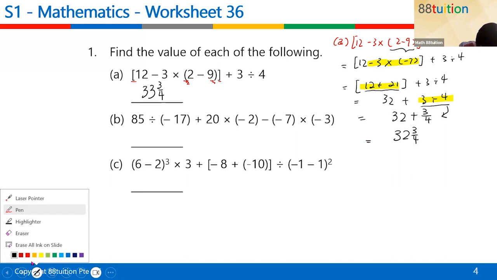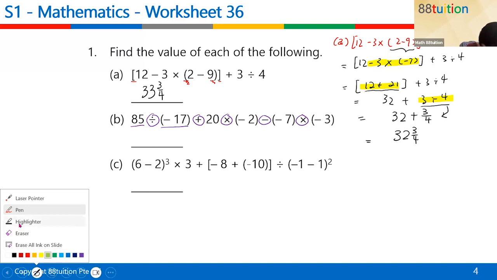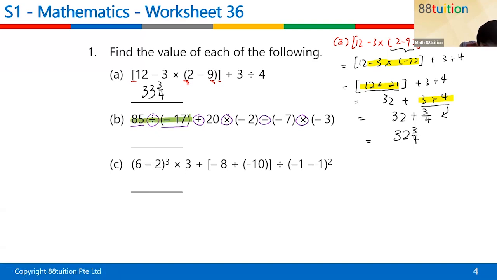Question B probably is getting longer, so I'll write it here. B will be 85 divided by minus 17, you have a plus, you have a multiply, minus this. So the very first thing is we need to identify the division. Where's the division? Here. Let me put the highlight. We must do this division first.